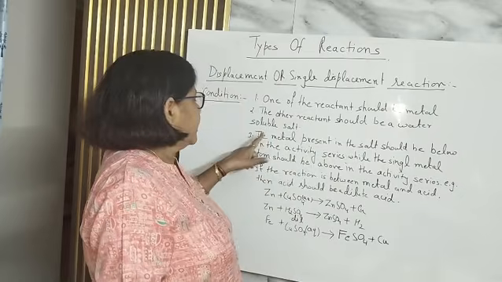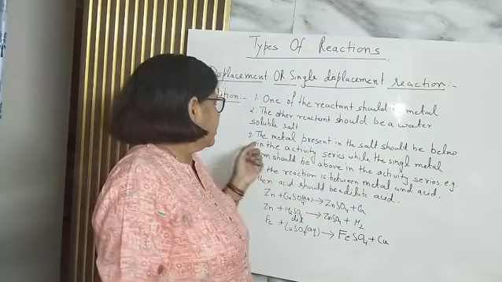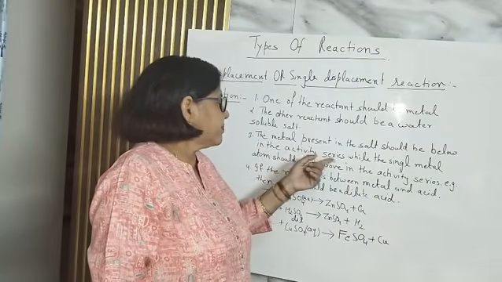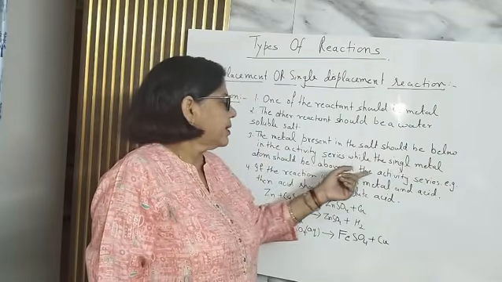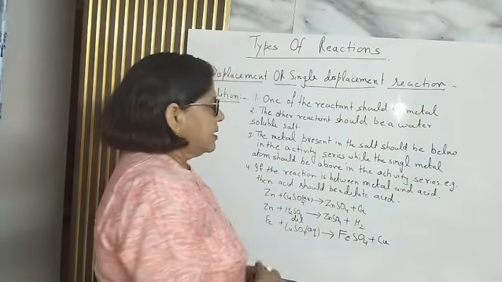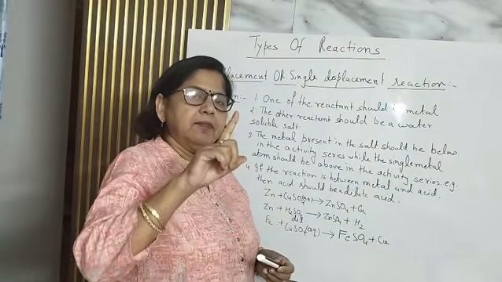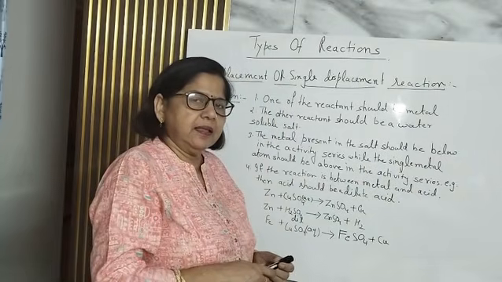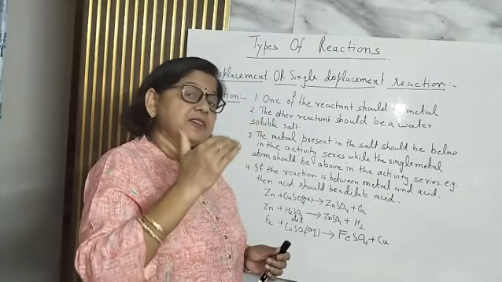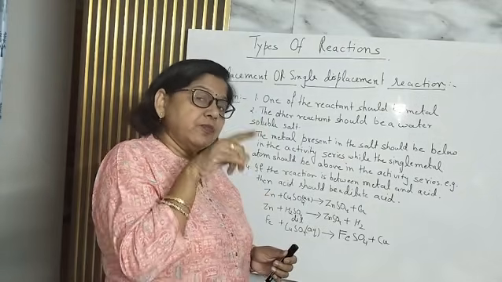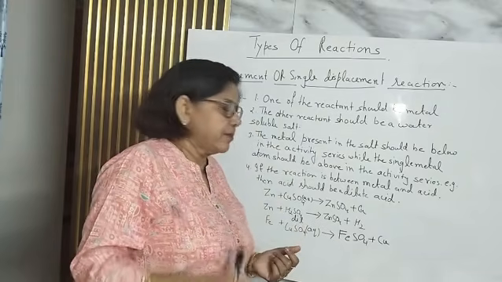Number three, the metal present in the salt should be below in the activity series, while the single metal atom should be above in the activity series. So I just want to clear this thing over here, right? The single metal should be above in the activity series, and the other metal which is present in the salt solution should be below in the activity series.